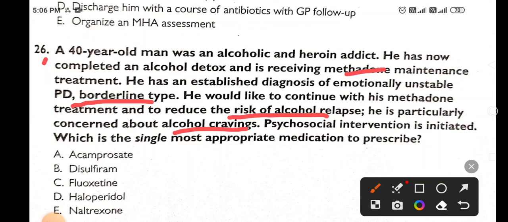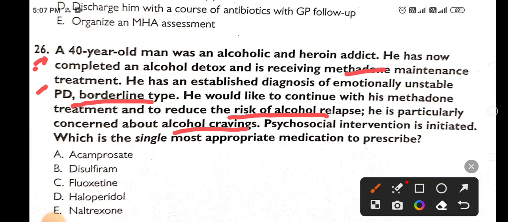Which single medication most reduces craving? Acamprosate, disulfiram, fluoxetine, haloperidol, naltrexone. So guys, fluoxetine is an antidepressant, it does not reduce craving. Haloperidol is an antipsychotic, it does not reduce craving. Naltrexone we can use, but this also does not reduce craving.